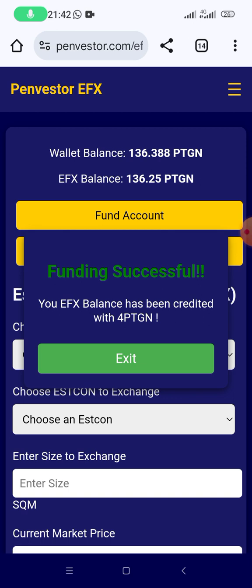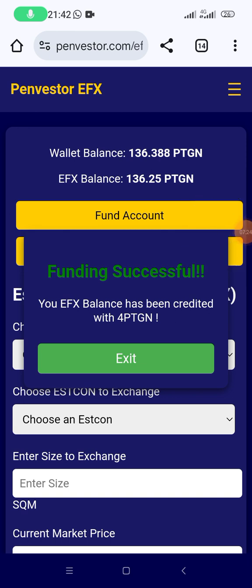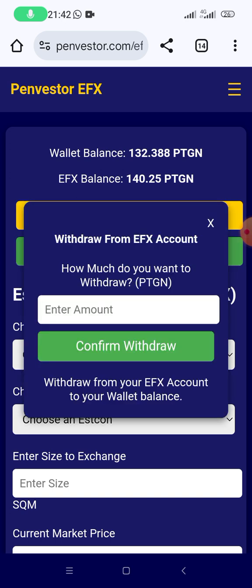So funding successful. So I will click on exit. So it's now 140. It's now 140 PTG. I just funded my EFX balance. You know, this is EFX balance. If you want to withdraw money, you click on withdraw. Once you click on withdraw, then you can withdraw the amount to your wallet balance or your cash balance.